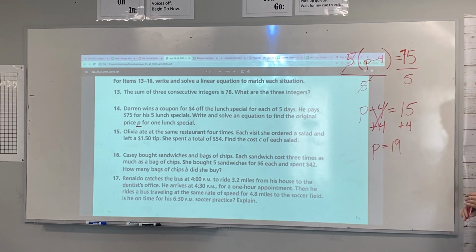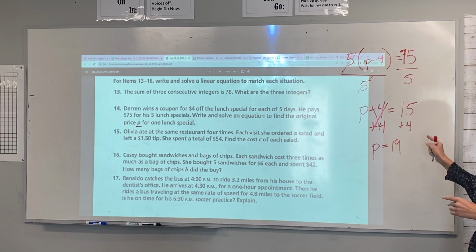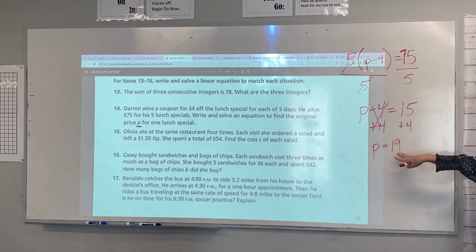That's the original price of the lunch special, which, wow, that's expensive. The original price of the lunch special was $19. He used a $4 coupon, so he spent 15 each. The original price was 19.